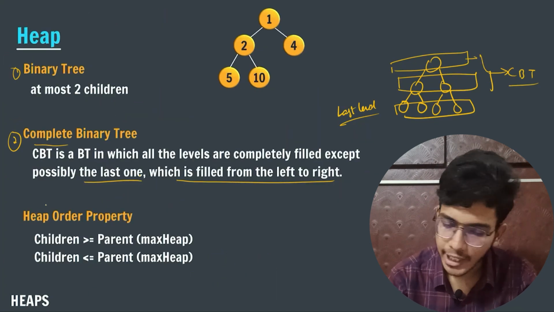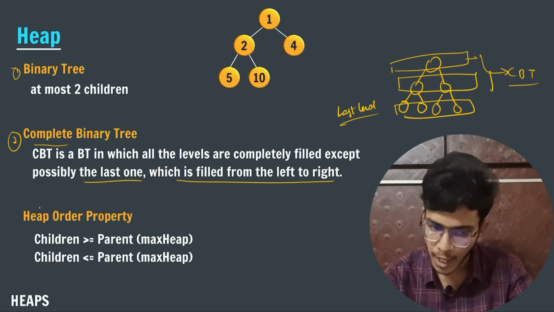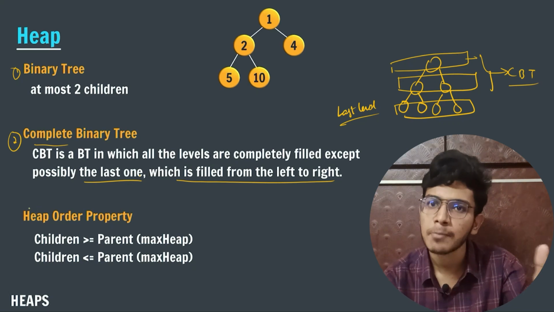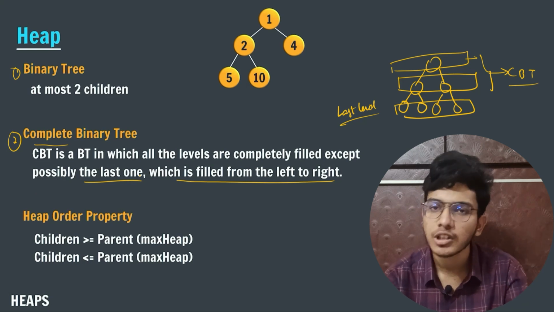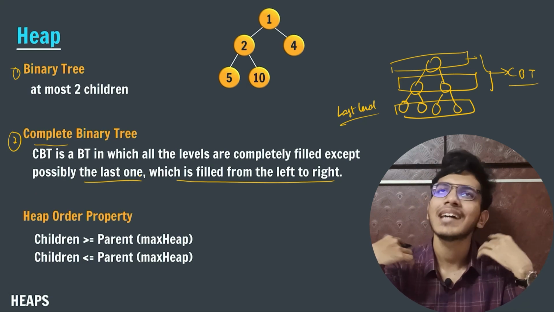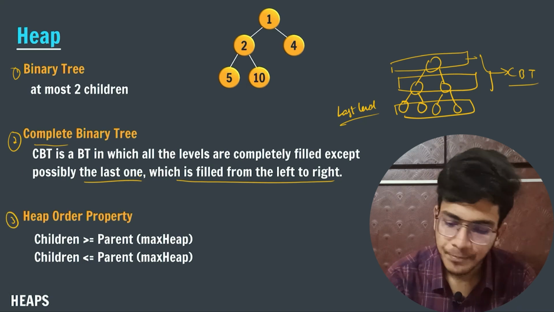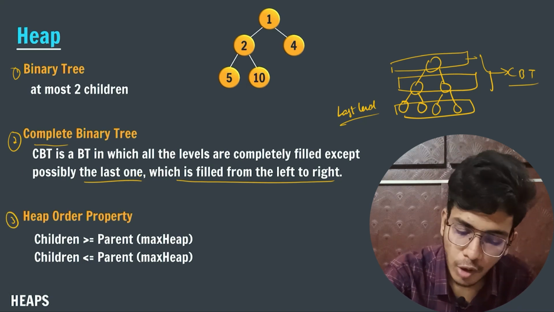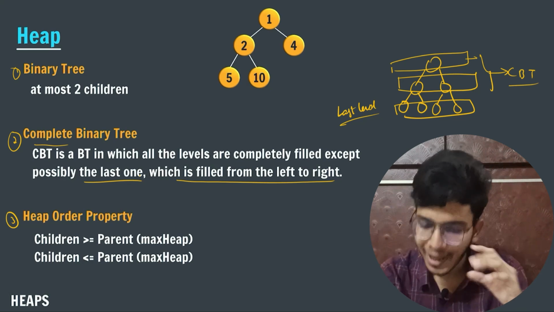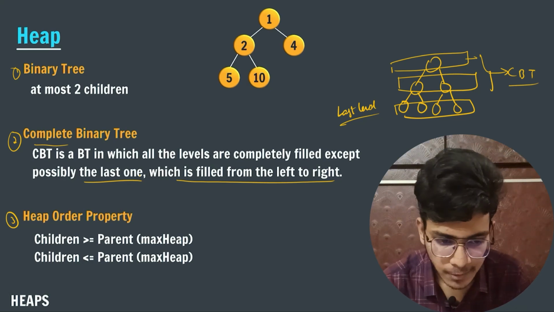Now this is the second property: whatever tree I am having, that tree should be a complete binary tree. I hope you have understood the definition and overall understanding of a CBT. Now it should also follow the third property. I have said that we have two types of heaps, min heap and max heap. Here I need to write min heap, not max.